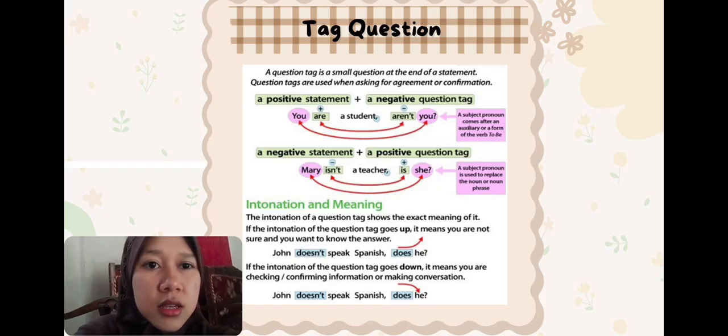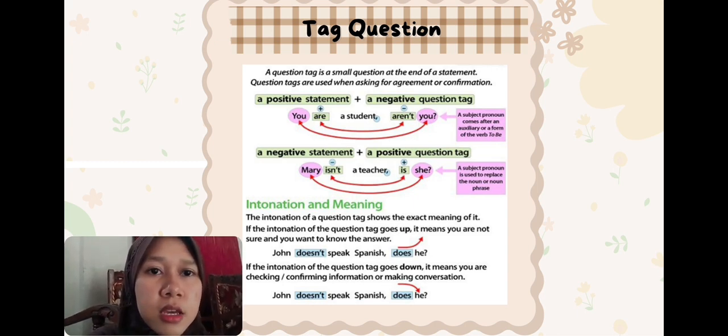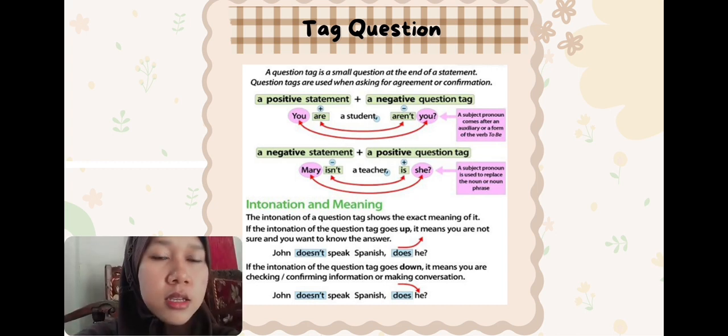A question tag is a small question at the end of a statement. Question tags are used when asking for agreement or confirmation. Jadi, question tag digunakan pada saat meminta persetujuan atau konfirmasi. Rumusnya yang pertama yaitu a positive statement plus a negative question tag. Semisal, you are a student, aren't you? A subject pronoun comes after an auxiliary or a form of the verb to be. Jadi, kata ganti subjek muncul setelah auxiliary atau bentuk kata kerja to be.